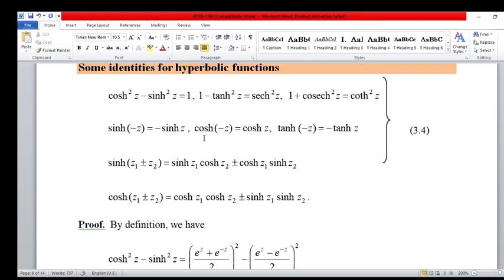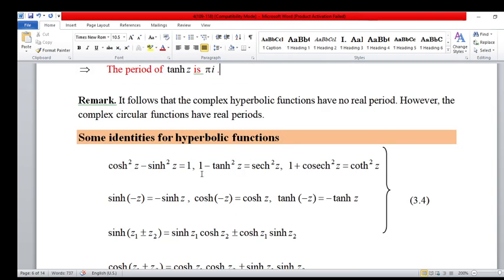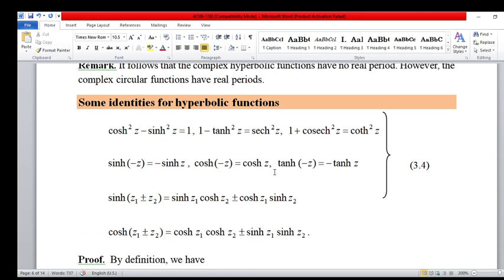Now some results. These are the well-known results. This is the first formula: cos square hyperbolic z minus sin square hyperbolic z is equal to 1. These are the formulas for hyperbolic functions. The second formula is 1 minus tan hyperbolic square z is equal to sech square z. 1 plus cosech square z is equal to coth square z, and sin hyperbolic minus z is equal to minus sin hyperbolic z. These relate the trigonometric functions with the hyperbolic functions.